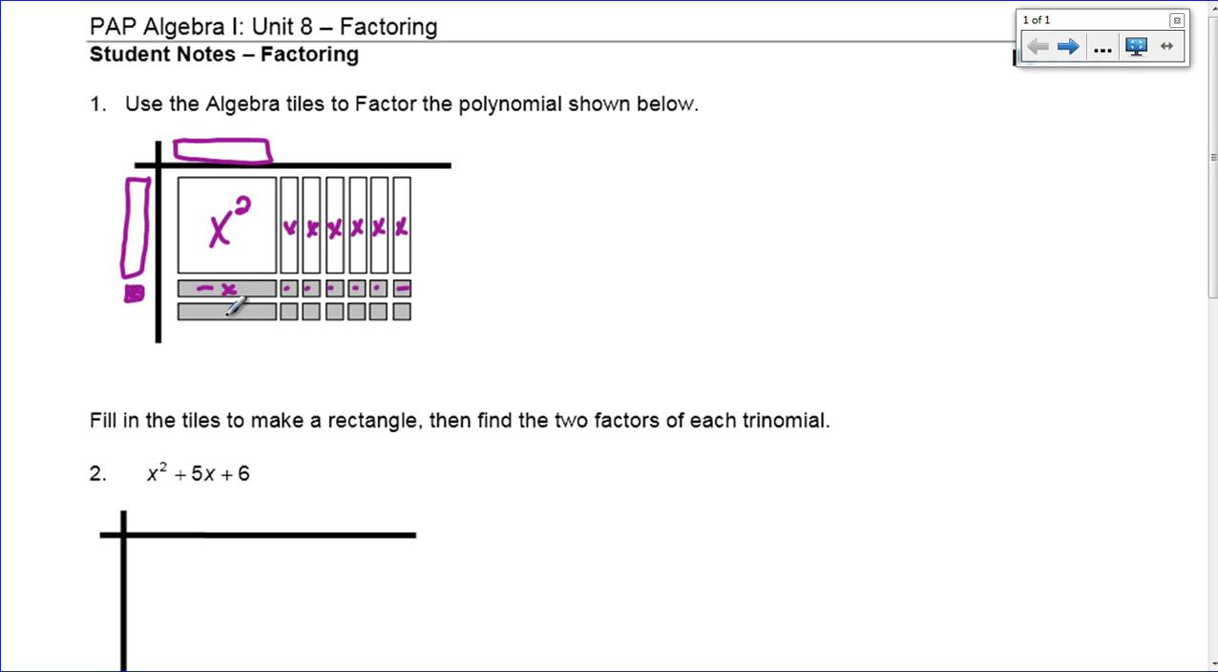Same thing for this row. I've got a negative x and then all these lovely little negatives right here. Well, my length also needs to match, and so again, I have another 1 right here so that my lengths match. And it's a negative 1 again, so I can take care of my negatives.